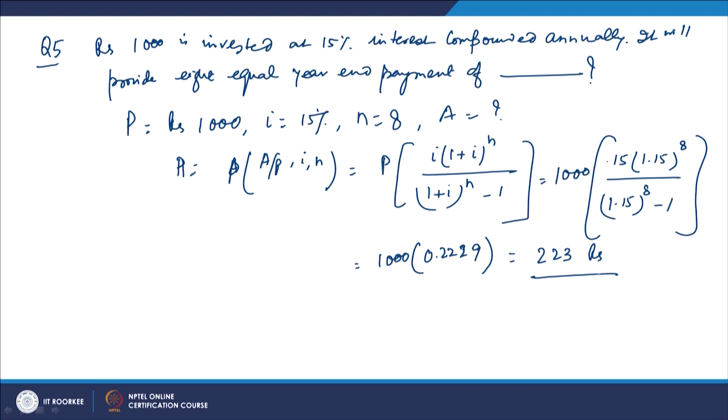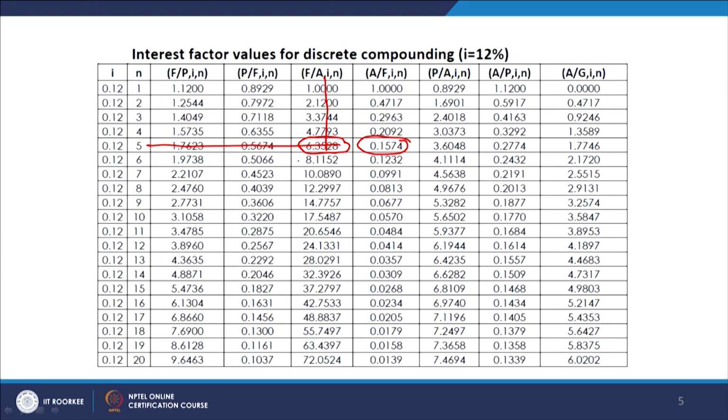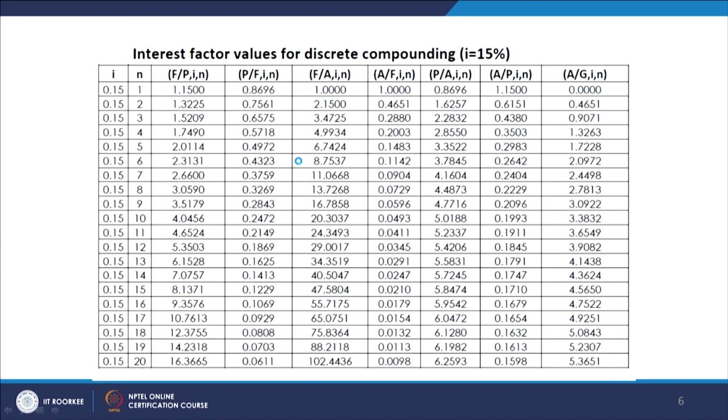If you are investing rupees 1000 now, this factor, as you know, is A by P, i, n, and i is 15%. Further, you can refer to the 15% interest table, A by P, i, n, where n is 8. So 8 will come here and this is what you get. This way you can get the factor and use it for calculating.